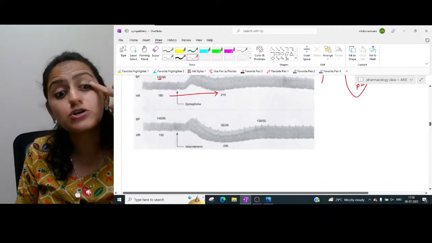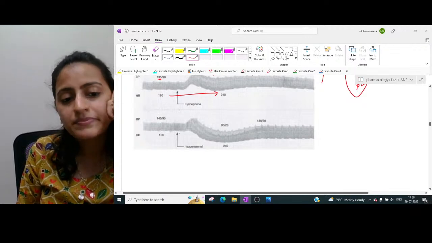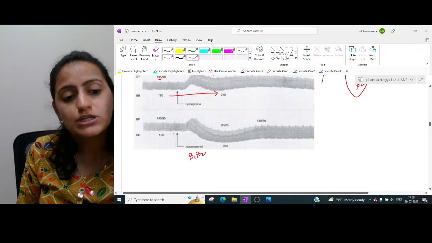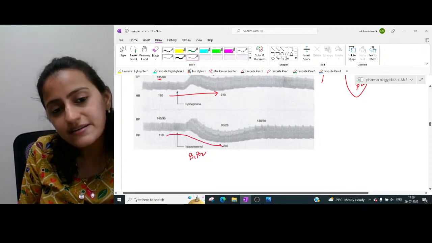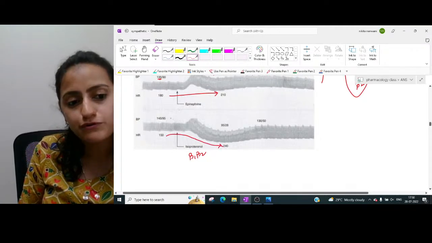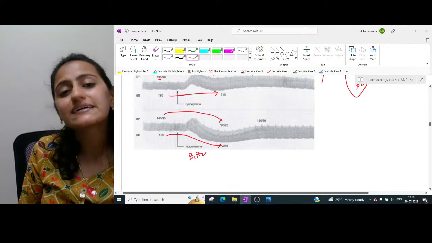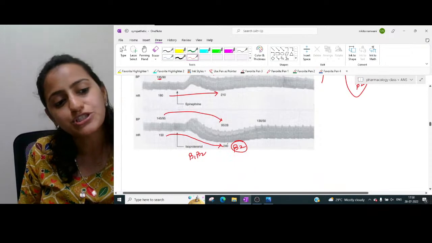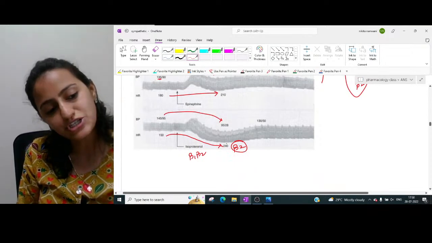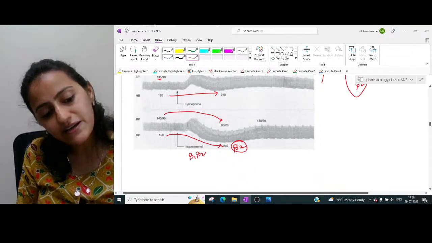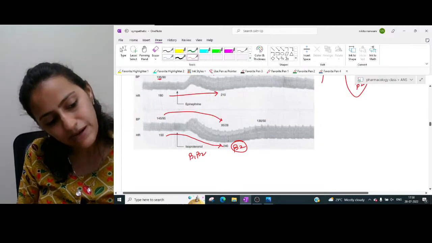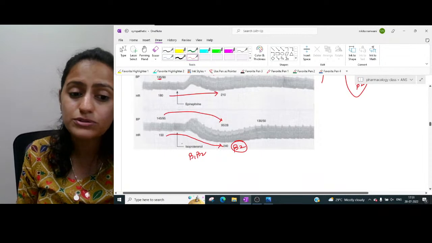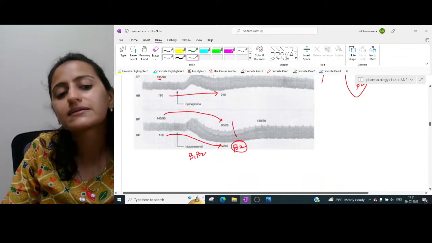Isoproterenol. What is isoproterenol basically doing? Isoproterenol is beta 1 and beta 2. So look at the heart rate increasing so much, 150 to 240, and there is a decrease in blood pressure because it has a beta 2 action also. The vasodilatation leads to a significant decrease in the blood pressure, and it also leads to an increase in heart rate.